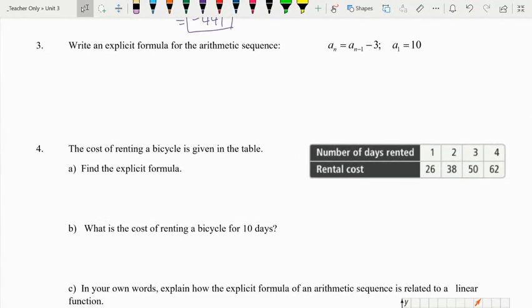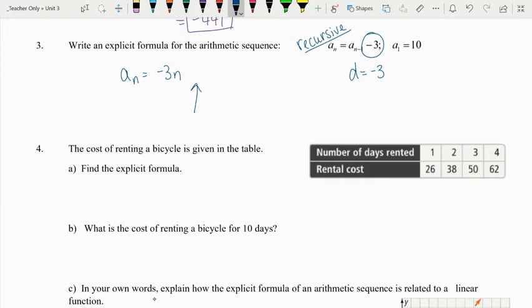All right, so it says write an explicit formula for the arithmetic sequence here. Now this is a recursive formula. So I know that negative 3 is my difference. So using what we did before, I know that's going to be negative 3n. So now I just need to figure out what my y-intercept is.